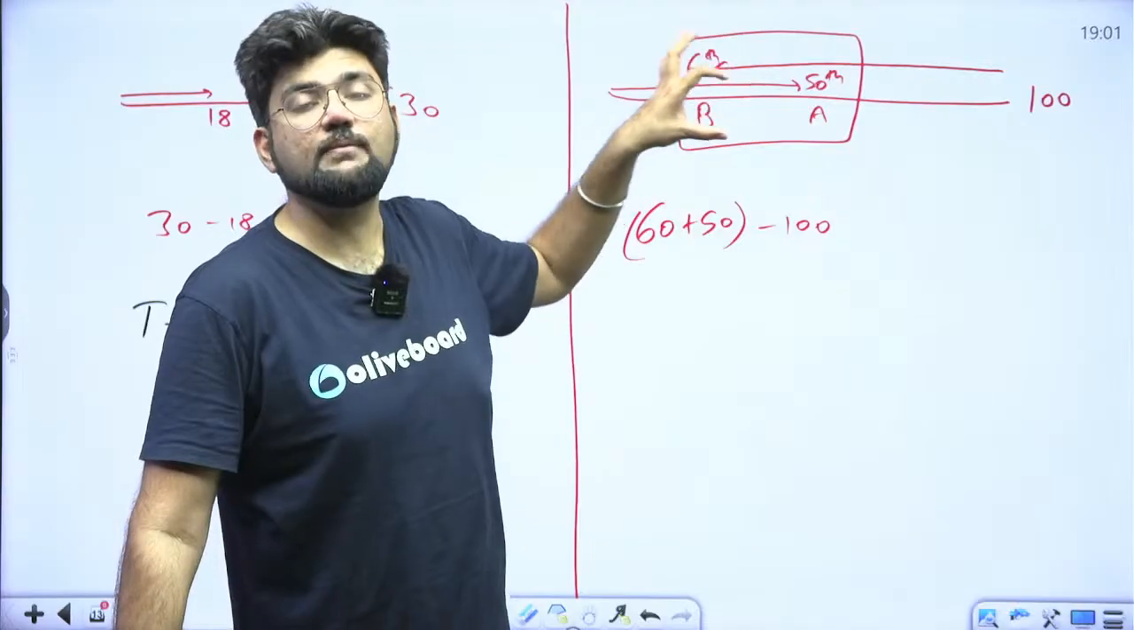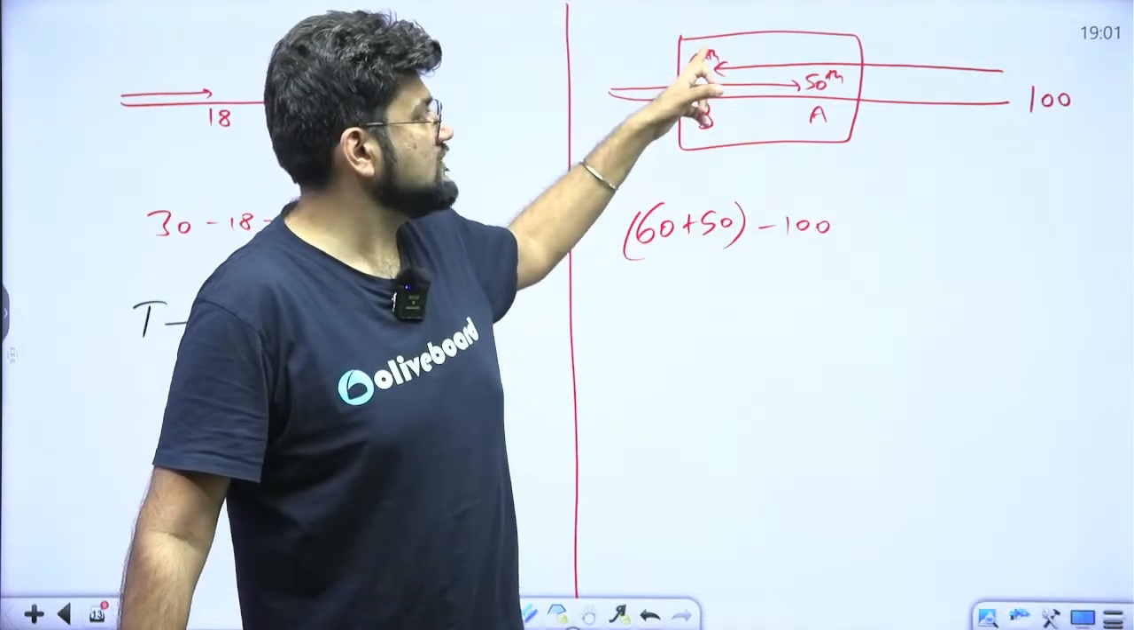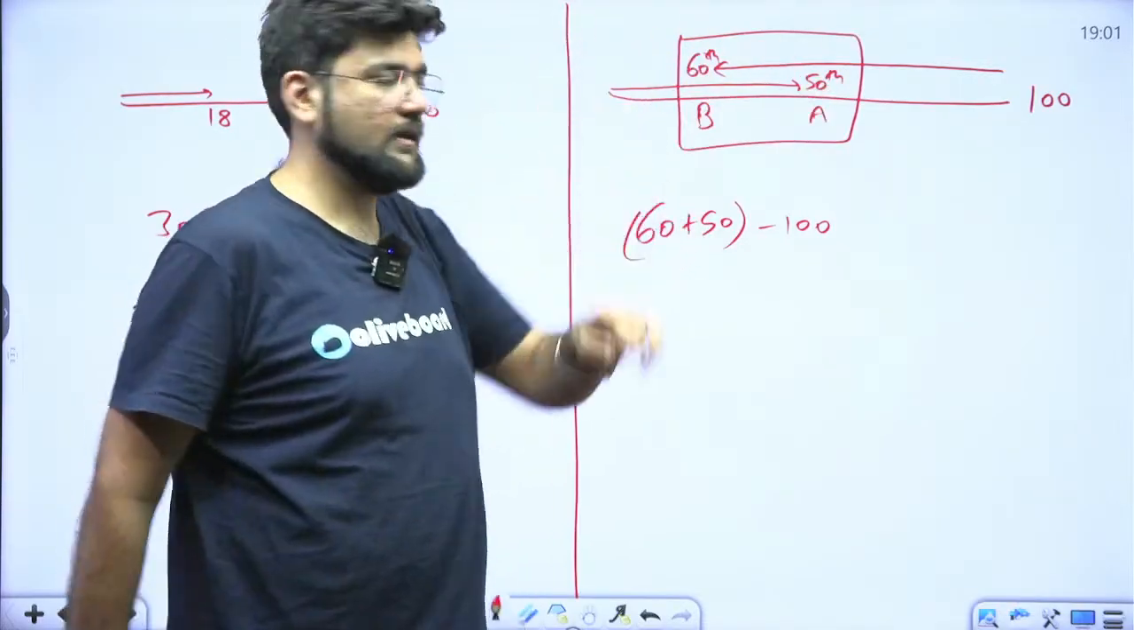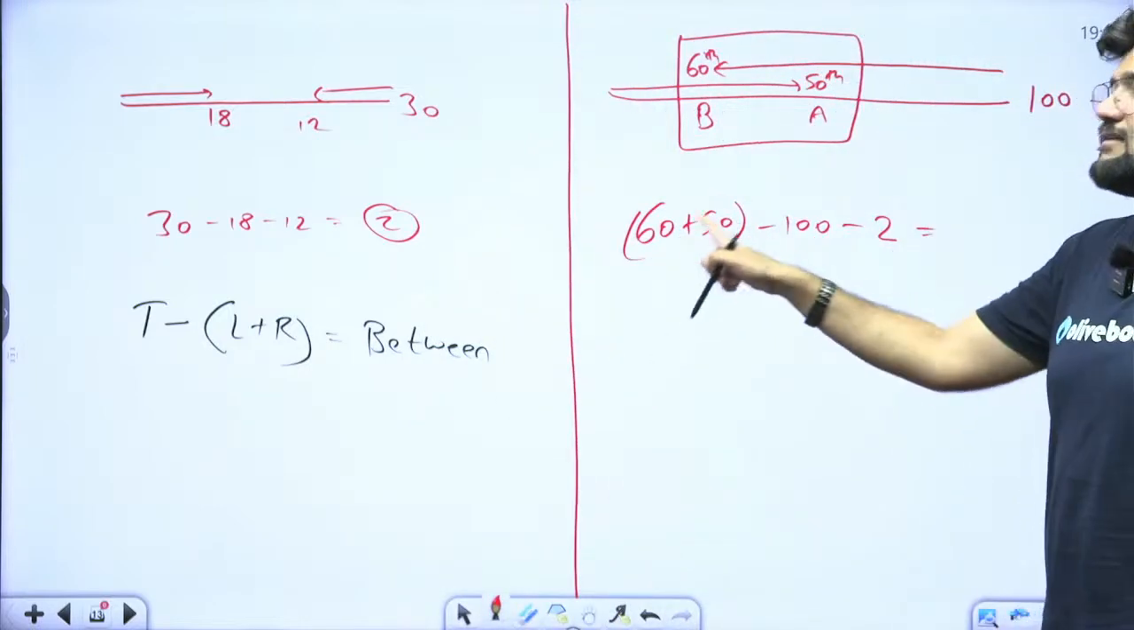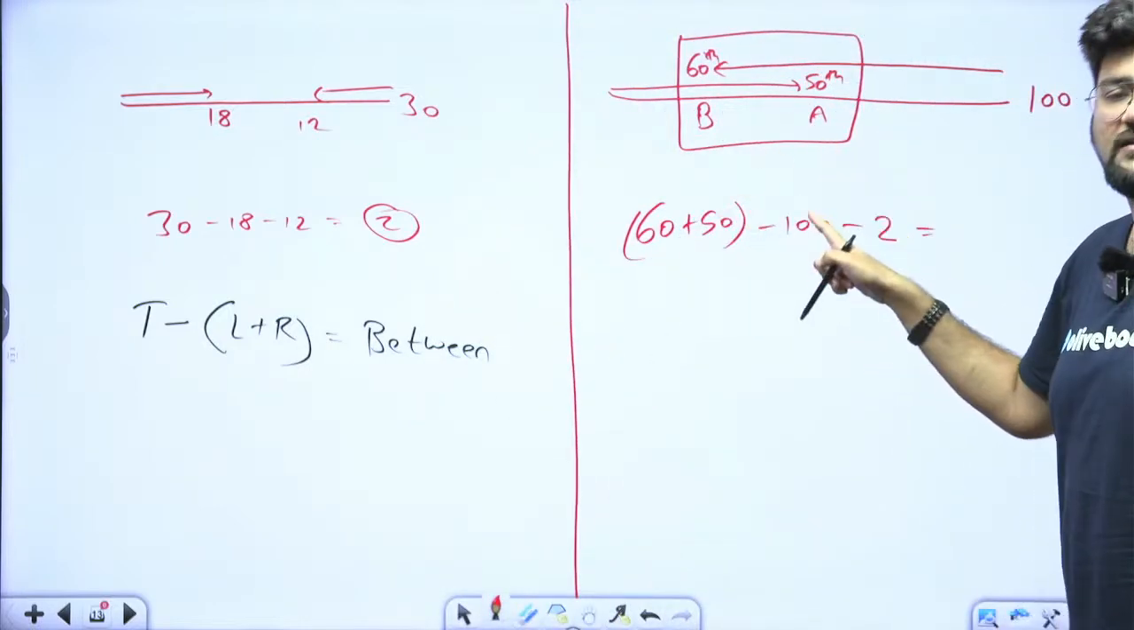But I told you I want people in between. I don't want this guy and this guy. So there are two extra people for me. I will further subtract 2 from this to get the exact answer. 60 plus 50 is 110. 110 minus 100 is 10. 10 minus 2 is 8.